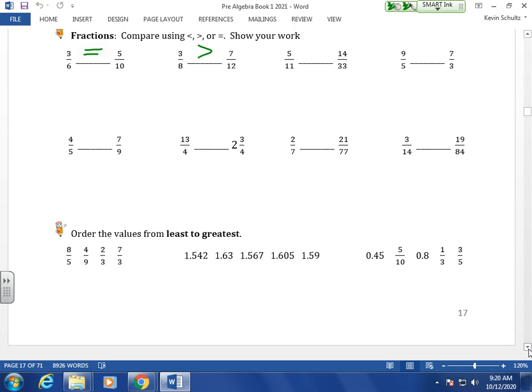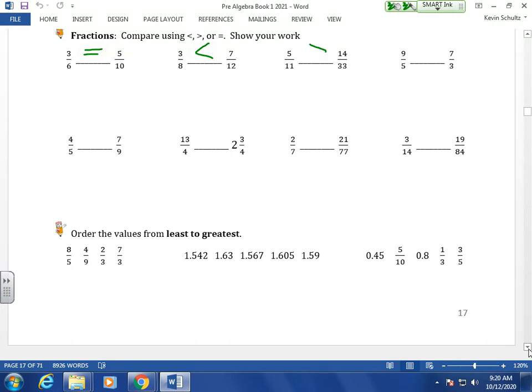3/8 is greater than 7/12. I'm sorry. No, less than 7/12. We did that one together, actually. Less than 7/12. And we talked about how 3/8 being less than 1/2, 7/12 being more than 1/2. Obviously, the value that's less than 1/2 is going to be lesser than the value that's more than 1/2. So that's how we got that.